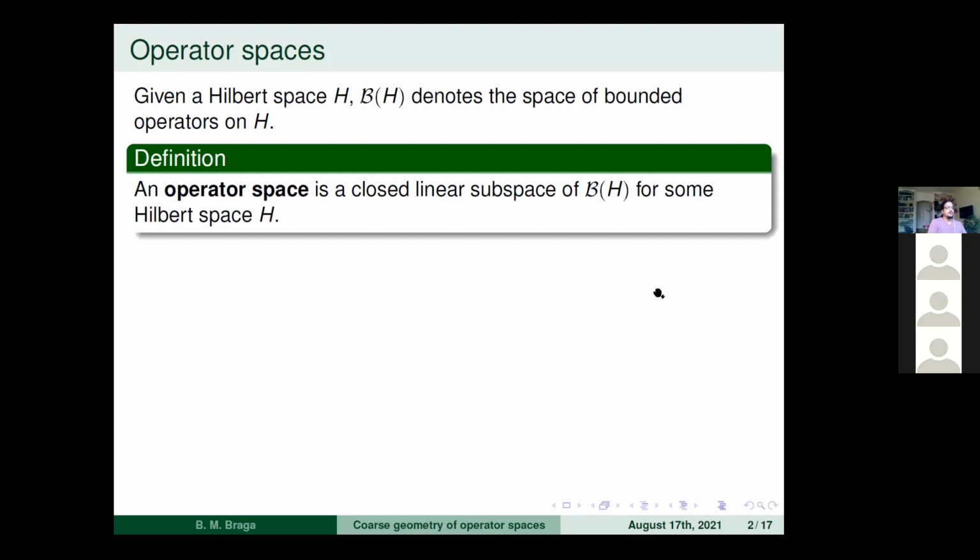So if anyone here is not very familiar with operator spaces, you may be thinking, well, then what is the difference between an operator space and a Banach space? Because obviously a closed linear subspace of B(H) is a Banach space. And if you have a Banach space, of course, it sits inside of some B(H) linearly isometrically. So aren't we talking about the same objects?